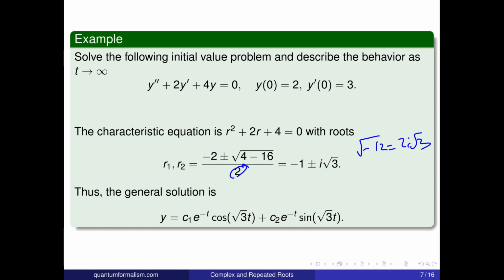They're a complex conjugate pair, like I said, right? If you look at the quadratic formula, if you have real coefficients to start with, this will always be the case that you get a complex conjugate pair. And so now, by the work we've just done, we can write down the general solution. It'll be C1 e to the minus t times cosine of the square root of 3 times t plus C2 e to the minus t sine of the square root of 3 times t. All right, so now all that's left is to find these coefficients, C1 and C2, that solve this initial value problem.